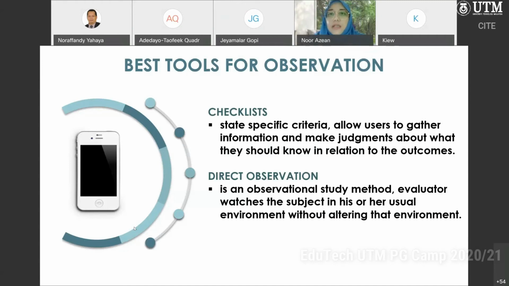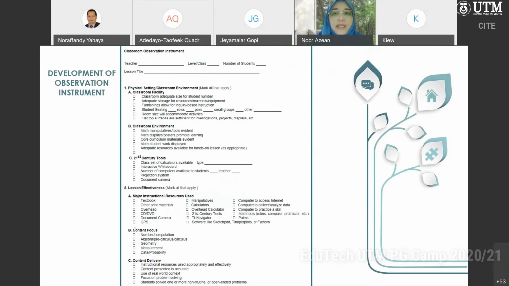So the second is direct observation. This is an observational study method of collecting evaluation information. It looks simple, but it's a very good direct observation. Here I would like to show you an example, taken from more or less what I was using previously. So, the observation instrument.